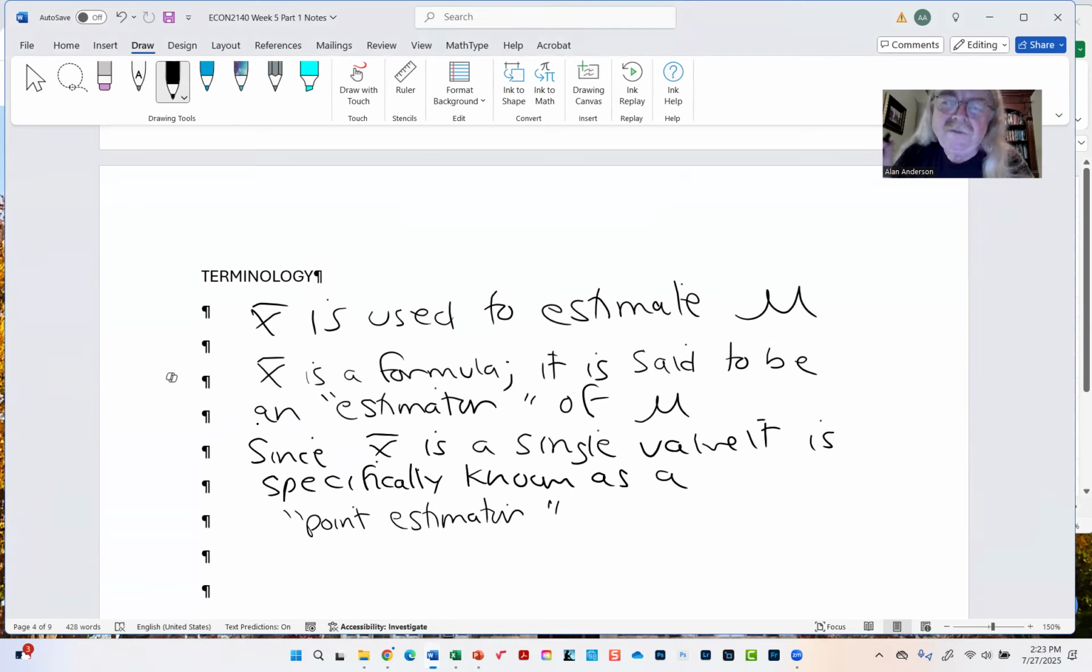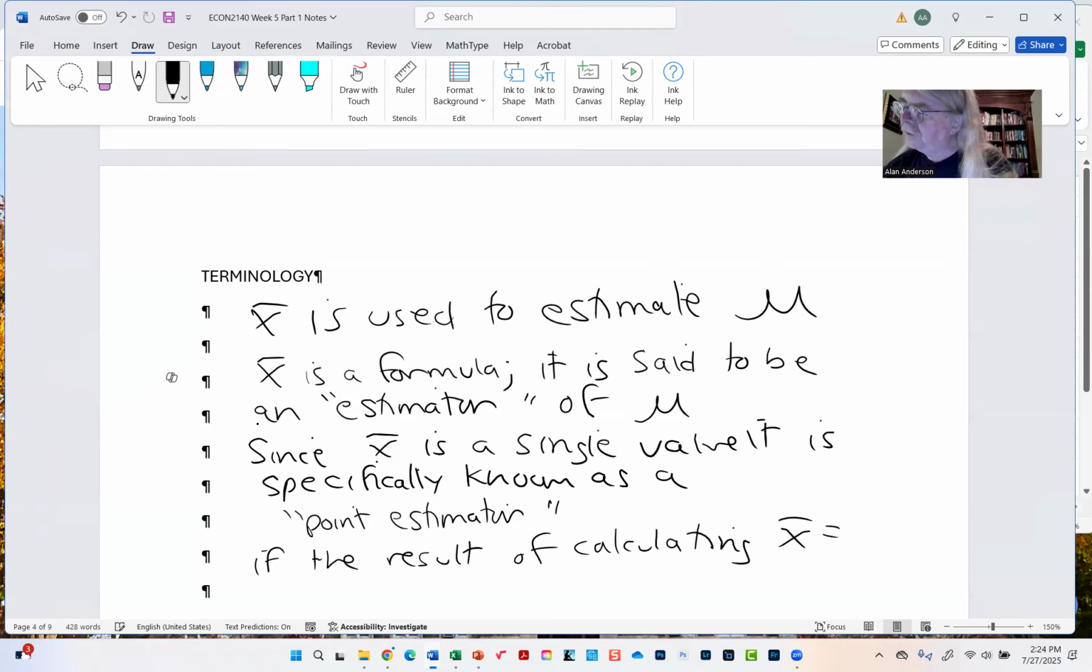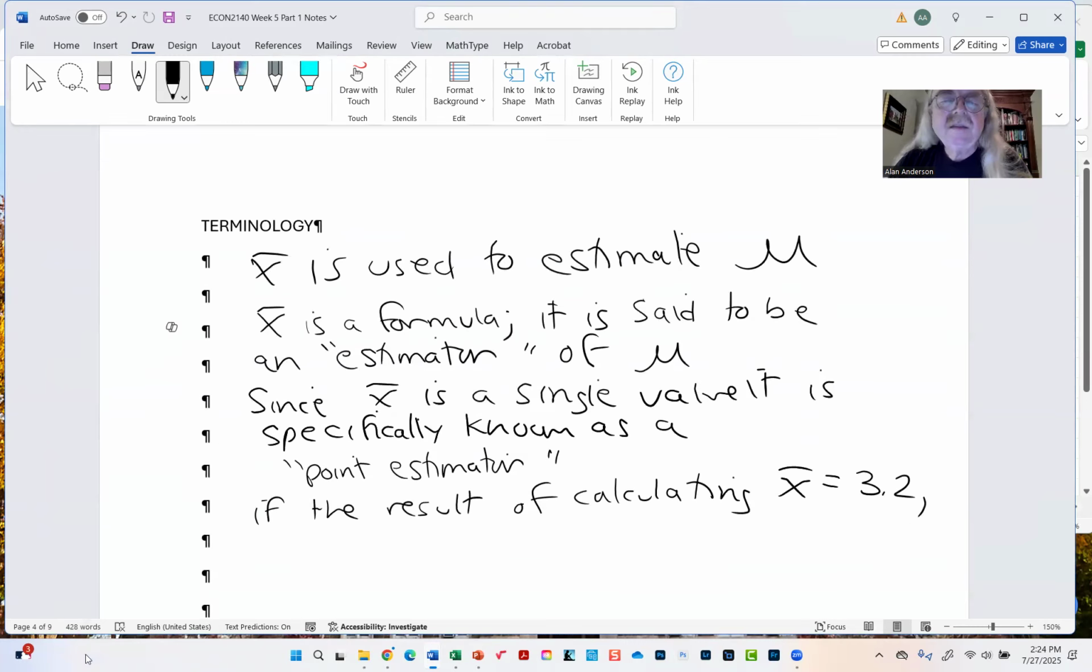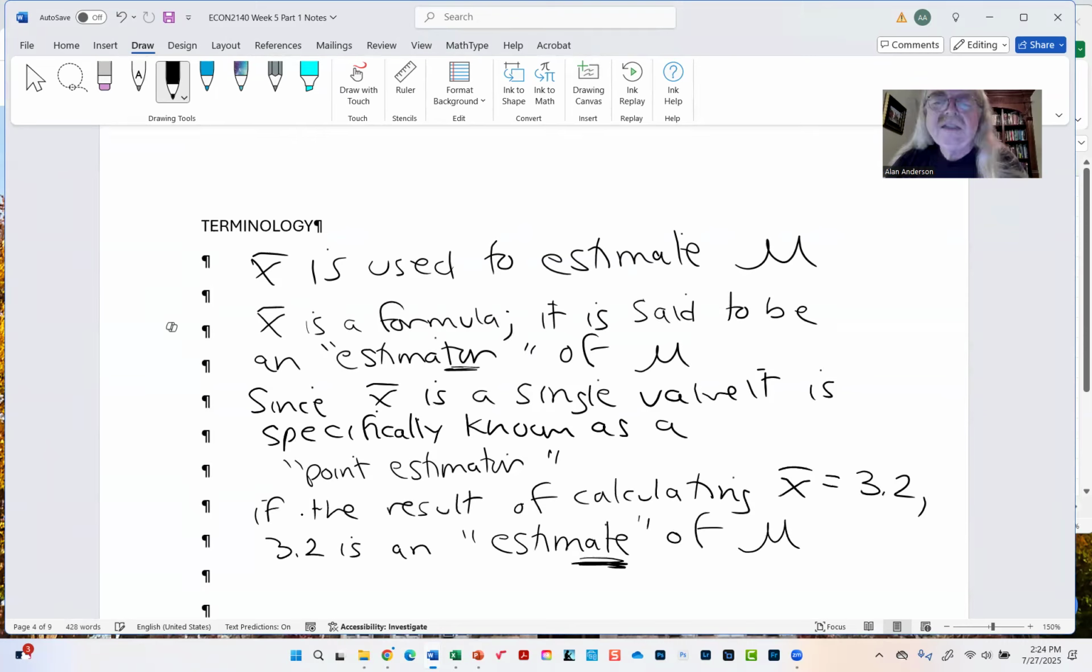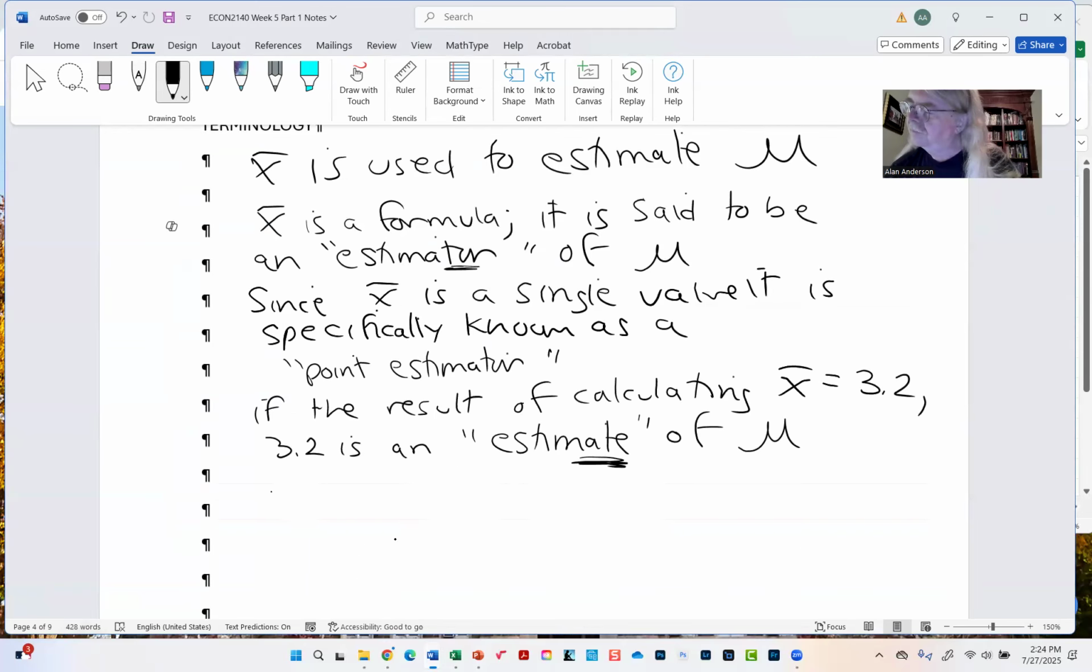All right, so the word estimator is a formula. In this case, X bar, the formula, the sum of the X's over N. Once I find the actual numerical value, it's a result of calculating X bar, let's say is 3.2, then the terminology changes a little bit. 3.2 is now an estimate of mu, and specifically a point estimate because it's a single number.